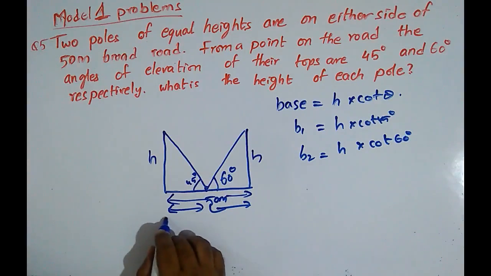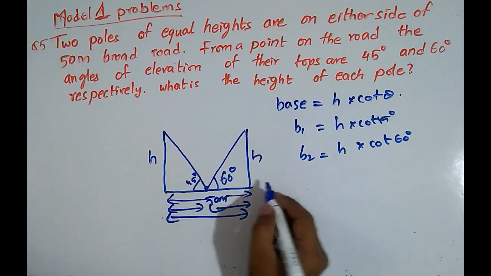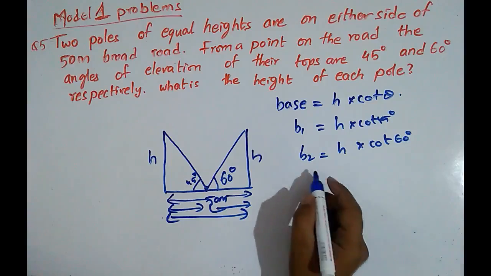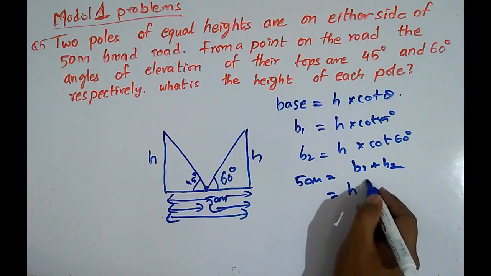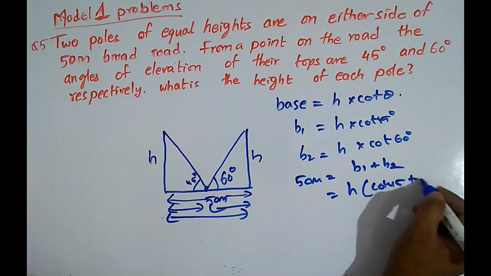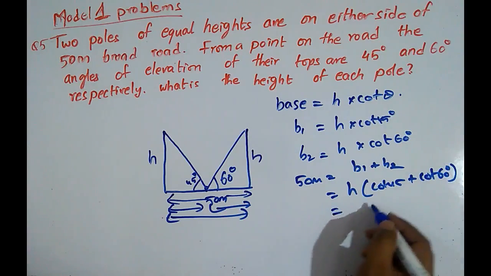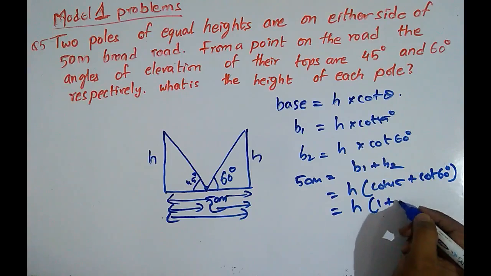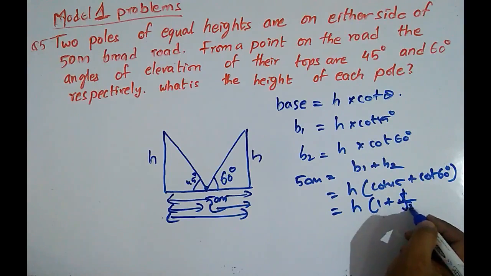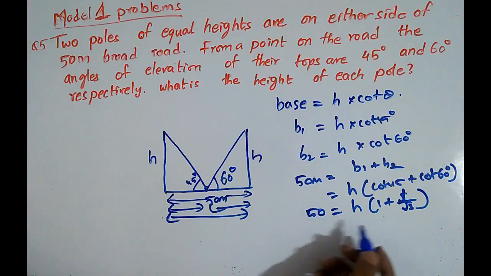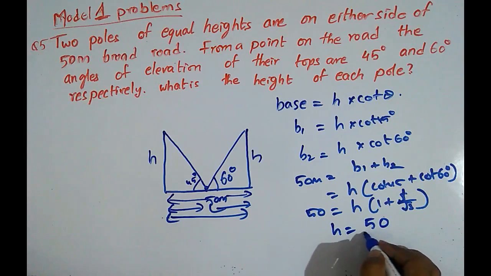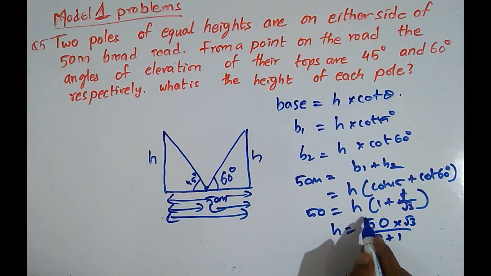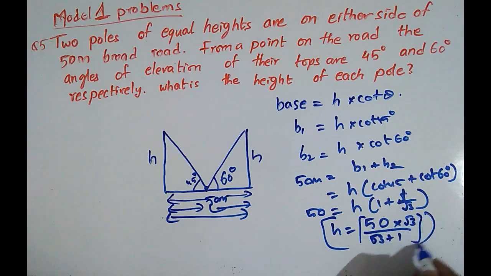All we have to do is use the 50 meters distance, that is the width of the road, friends. That 50 meters is nothing but b1 plus b2, that is h into cot 45 plus cot 60 degrees, and we all know that cot 45 is 1 and cot 60 degrees is 1 by root 3, friends. So cross multiplying, we get h is equal to 50 divided by root 3 plus 1, into root 3, friends. So this will be the answer.